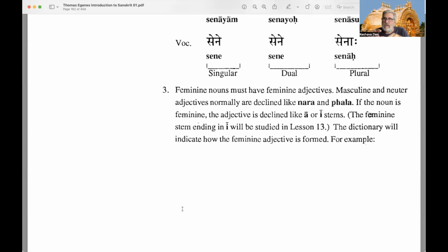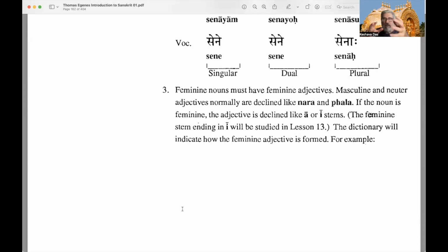If I say a beautiful woman, then because the word I use for woman is a feminine word, I have to add feminine endings to the adjective for beautiful. And if I say a beautiful object, it's a neuter noun, so neuter endings. Here we have a feminine noun, sena. It's an army. If I describe the army as big, on the adjective big I have to add a feminine ending, because the adjective has to agree with the gender of the word that it describes.